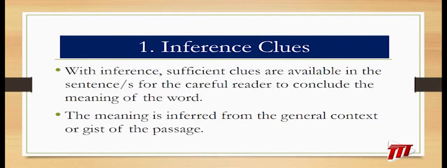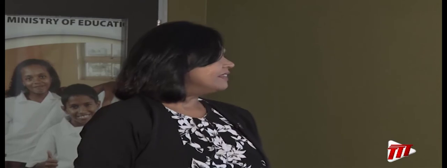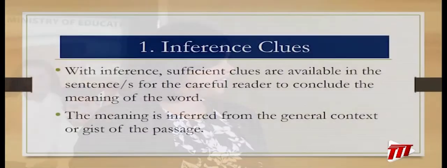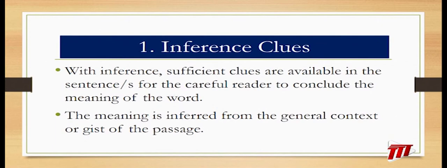With inference, sufficient clues are available in the sentence or sentences for the careful reader to conclude the meaning of the word. So this is where you come in, and you have to be a careful reader. The meaning is inferred from the general context or gist of the passage. So here's where your understanding comes in when you read, and you have to infer or make a good guess about what the word means based on the words in context in the sentence.